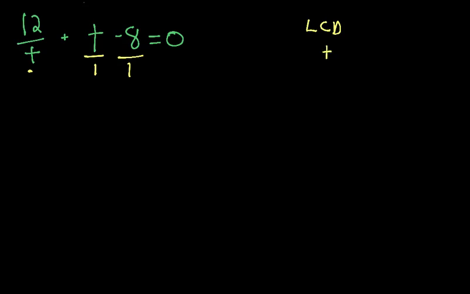Okay, so in order to add these, we need to get them all with a denominator of t. First, I'm going to rewrite each term. Let's say this was 12 over t, this was t over 1, and this is negative 8 over 1. Okay, so we know we need to multiply each one by t.